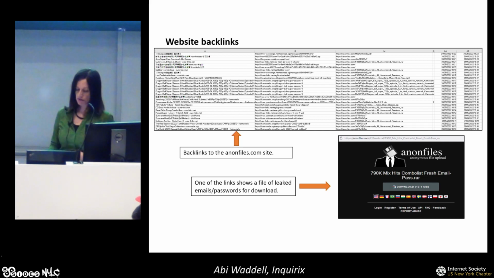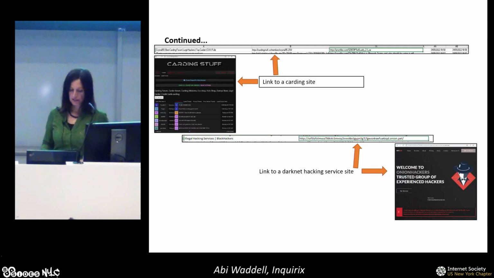So this example shows some backlinks to the anonfiles.com file repository site. And this is a screenshot of one particular link found, which offers a file of leaked emails and passwords for download. These examples show links to a carding site and a darknet hacking service site, all found through backlinks.